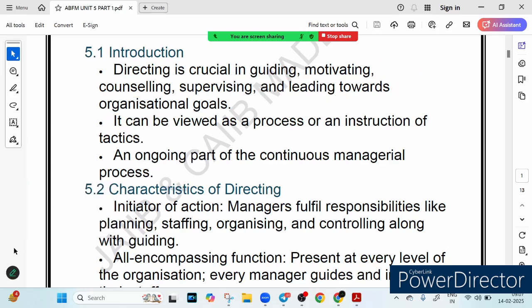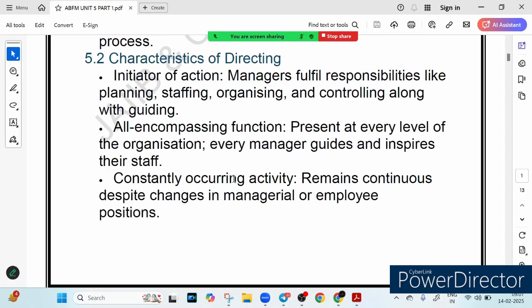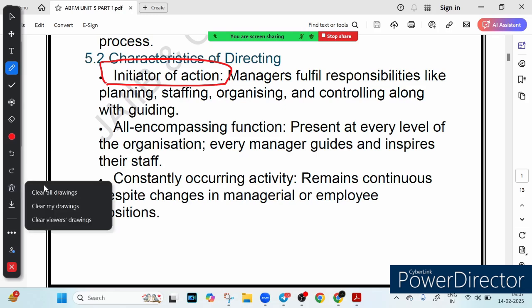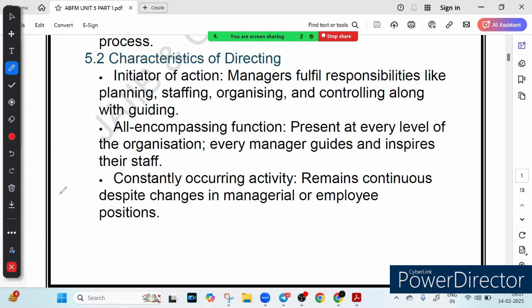What are the characteristics of directing? The first characteristic is the initiator of action. Managers don't just plan and organize things, rather they also lead from the front. Just like a captain in a cricket match, the manager makes sure that a strategy is implemented and everyone is performing their role, right? So that is called initiator of action.